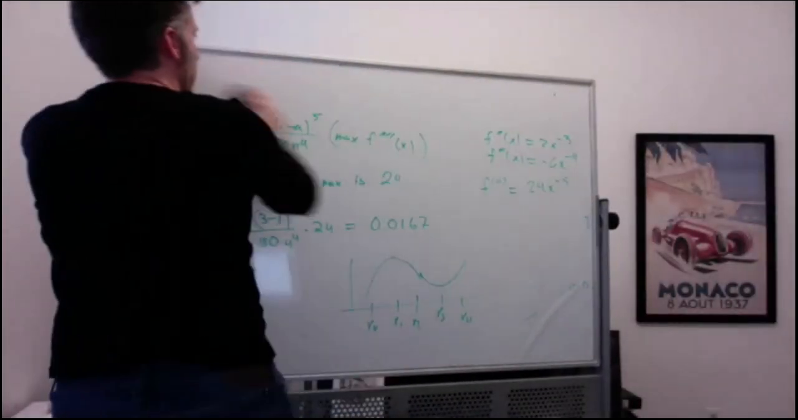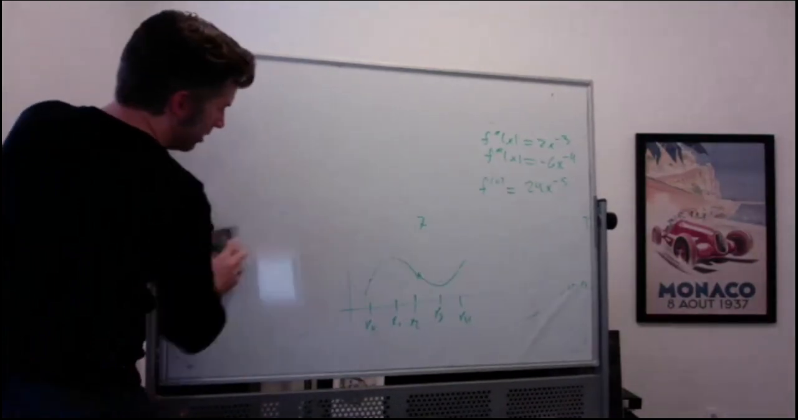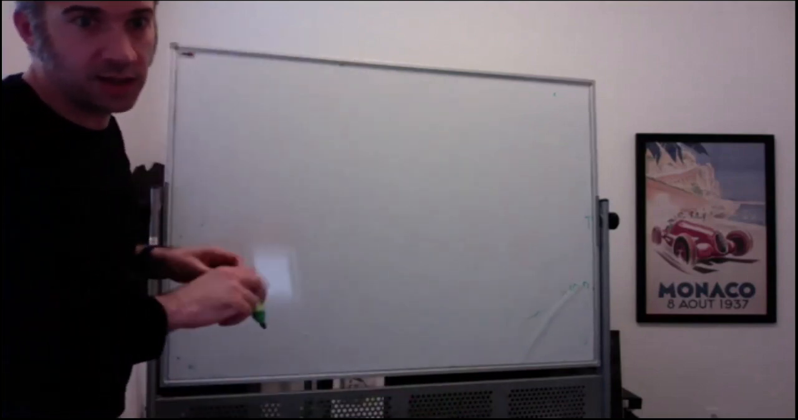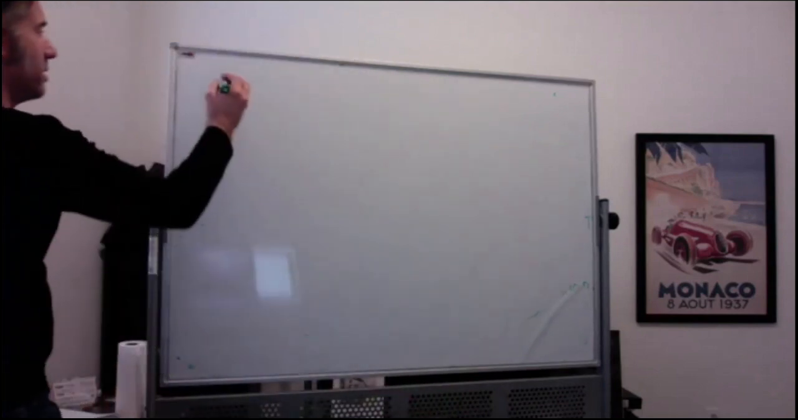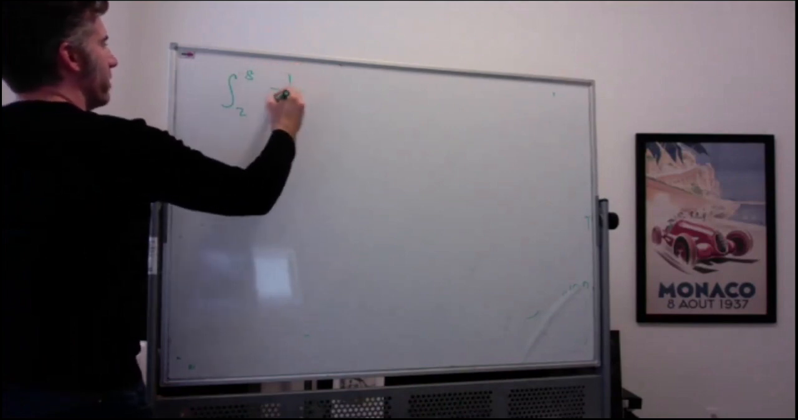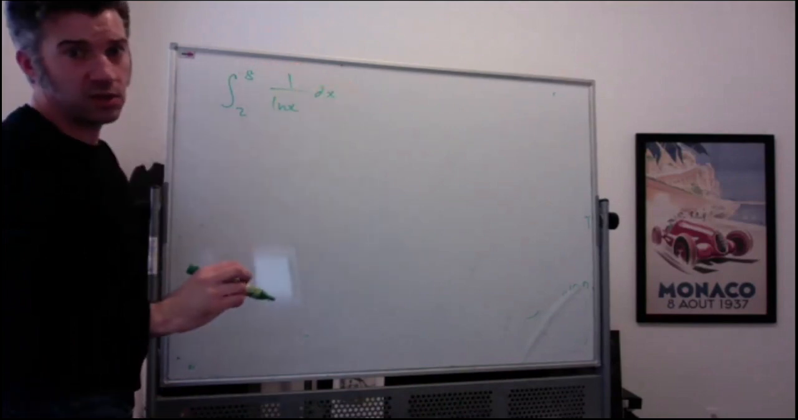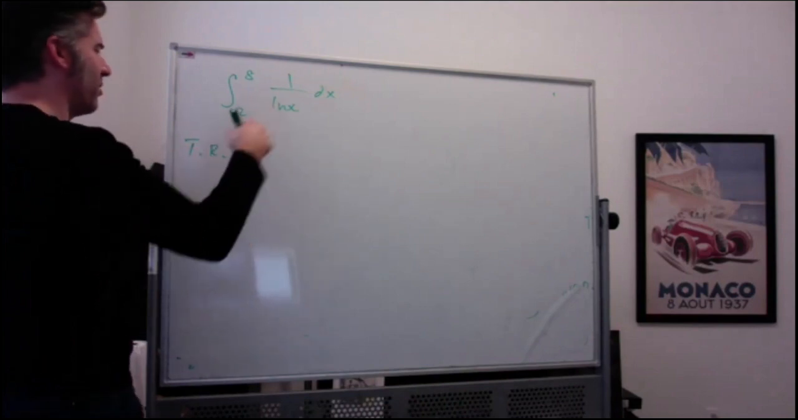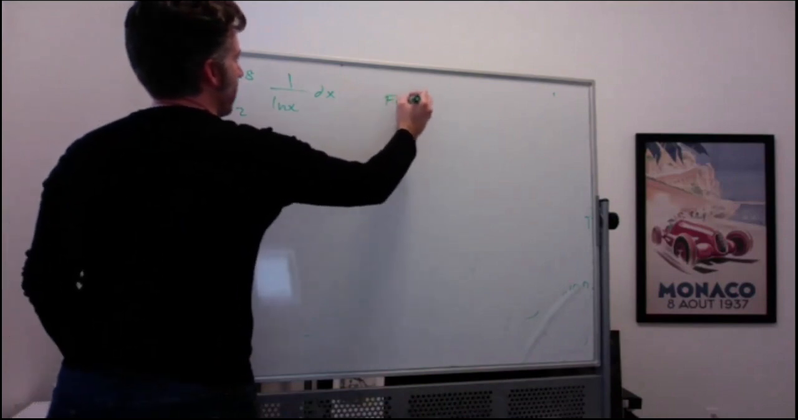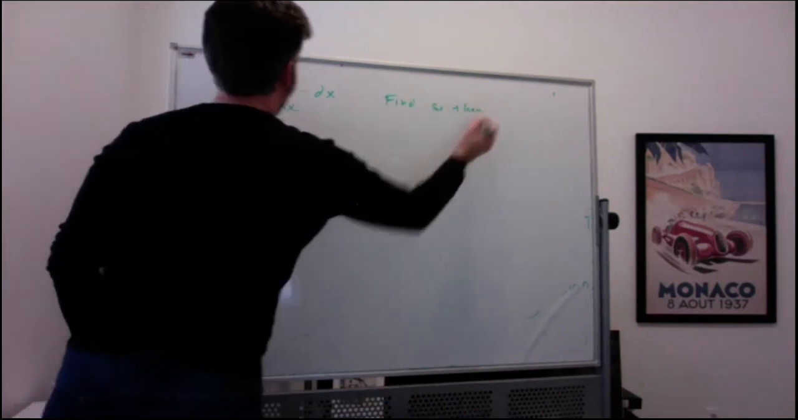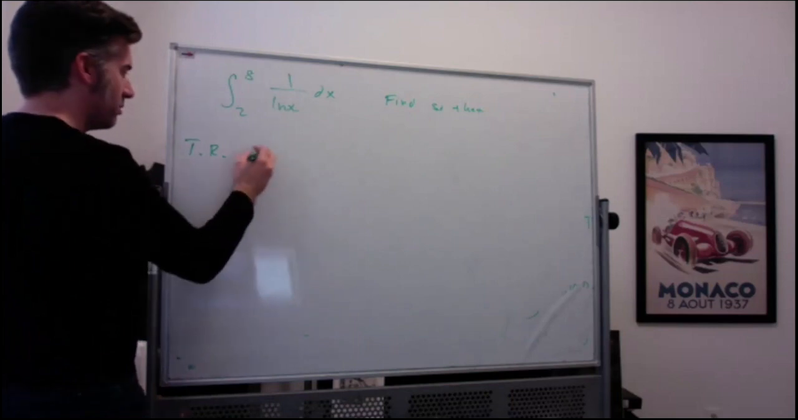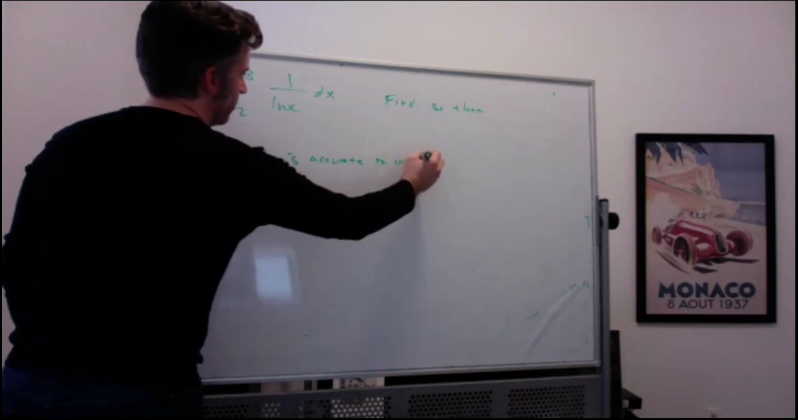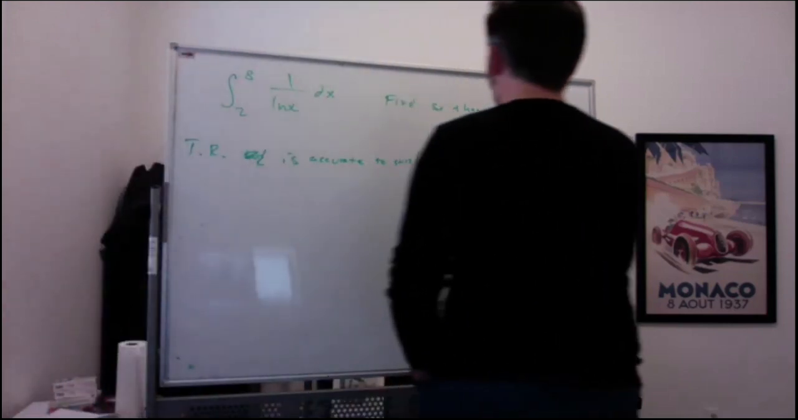Because so far all of our maximal part has been pretty easy. Here's one that's less easy. Let's say I wanted to estimate the integral from 2 to 8 of 1 over the natural log of x dx using the trapezoid rule. I want to find n so that the trapezoid rule is accurate to within, what do we got here? 10 to the negative third.